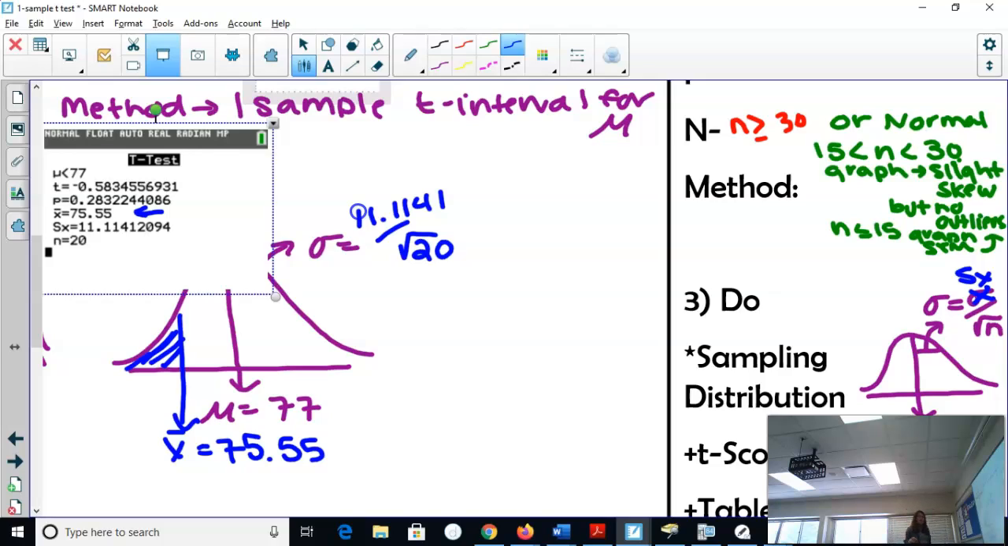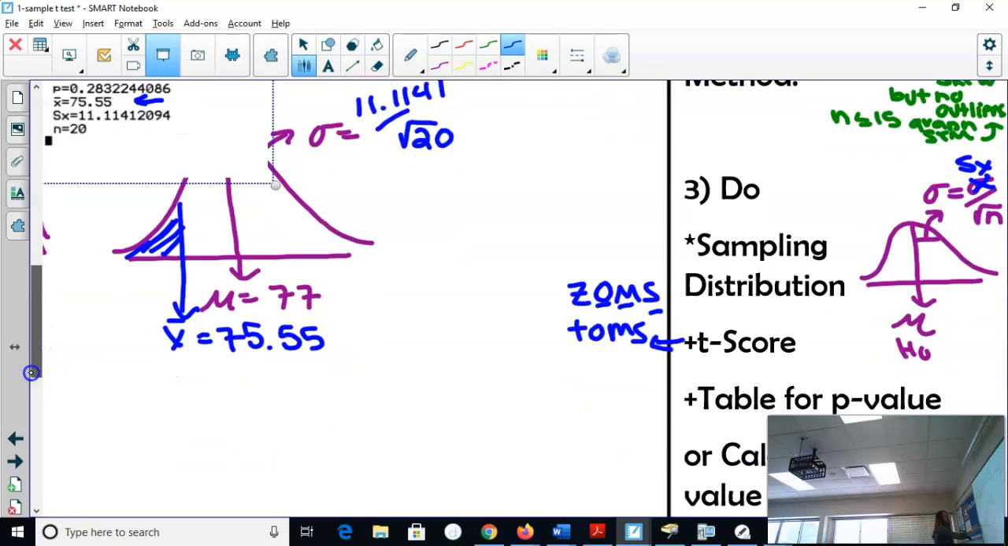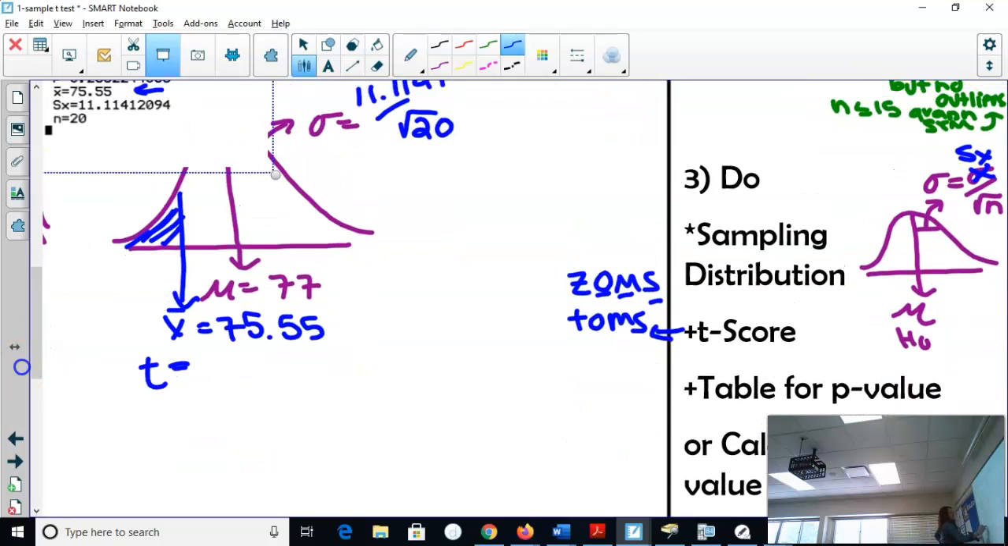Now before, what we did is we found a Z-score. A Z-score was equal to our observation minus our mean divided by our standard deviation. Now instead of a Z-score, for our T-score, we're going to use a T-score. What's the difference? Not much. When we find our T-score, that's equal to our observation, what we observed as statisticians, 75.55, minus our mean. That's the mean of the sampling distribution of that statistic, 77, divided by our standard deviation of the sampling distribution for that statistic.